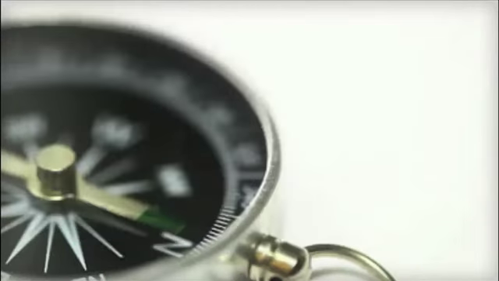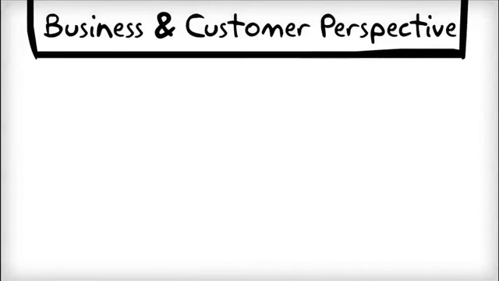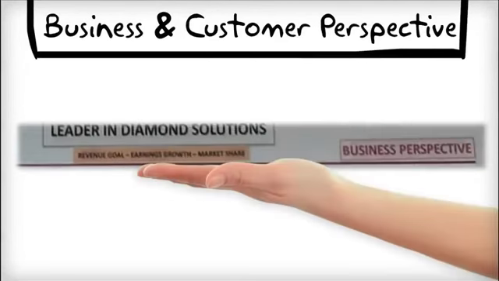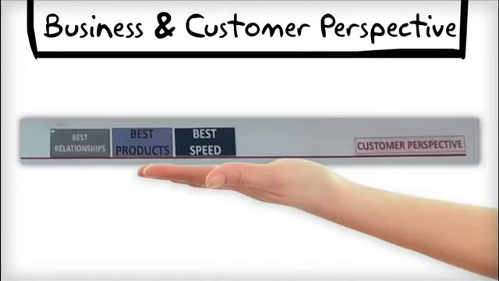The next step below true north is the perspective of the business. For this company, it's the following: leader in diamond solutions. And, as we learn in the video on the voice of the customer, their perspective is perhaps one of the most important and must be captured. For this company, they captured the voice of the customer in this way: best relationships, best products, and best speed. For this company, they identified these three attributes as critical to quality elements that help the customer be happy.